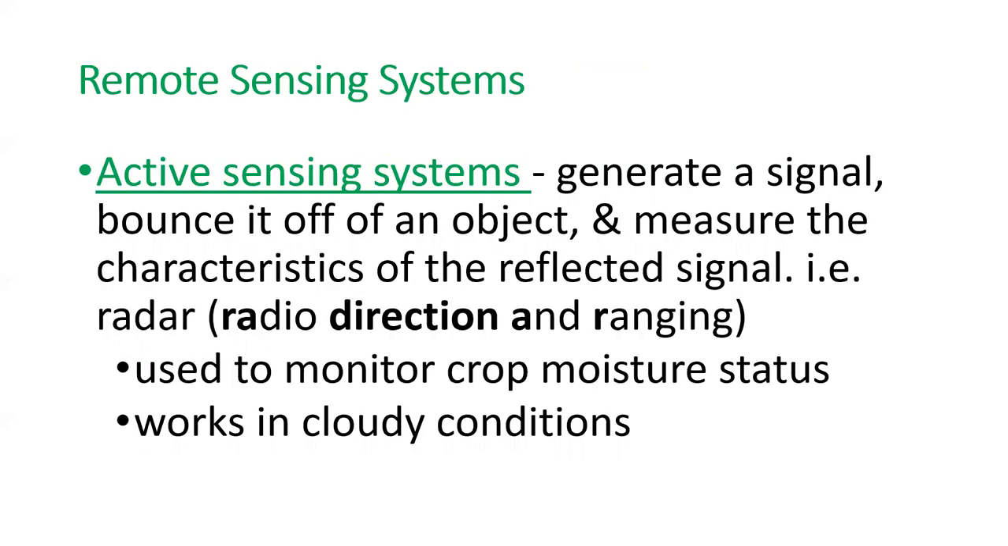Now, there are different kinds of remote sensing. We can have passive or active sensing systems. With an active sensing system, we are talking about a system that generates a signal and bounces it off an object and measures the characteristics of the reflected signal. A very good example is radar. You know radar? In Tanzania, we had to buy a radar, for example, to detect airplanes that were moving in open air. Radar can send a signal, and when the signal comes back, it can determine where the object is and how far it is. It's quite useful technology, and it's used to monitor crop moisture status, and it works very well in cloudy conditions compared to normal imaging systems.